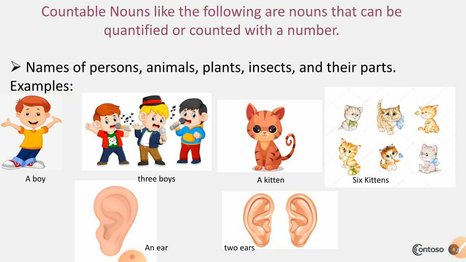Now there is the single boy, but there are three boys beside him, and these three boys are singing. You see, you can count the number of boys. Three. So it's a countable noun. Okay? There is a kitten there. And right beside the kitten, you can see the number of kittens there. Now, when we talked about parts, here is an example for that. An ear, two ears.